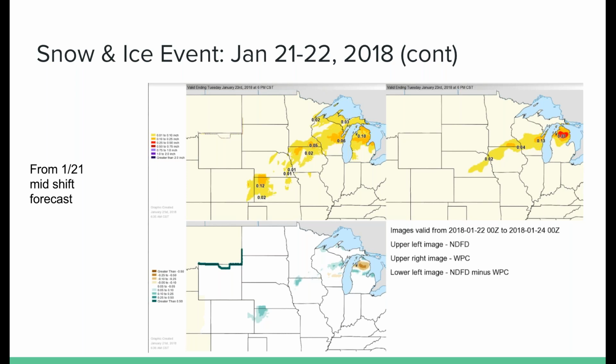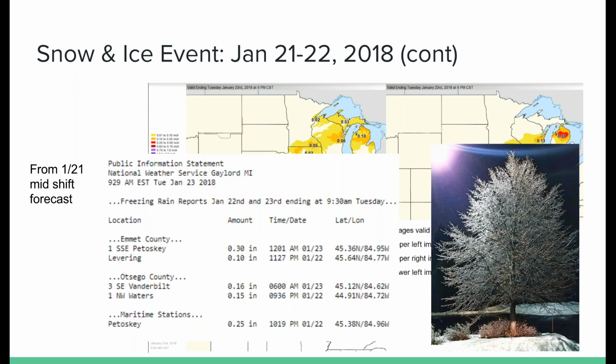I wanted to touch on the ice aspect of it because there was an ice issue with it, a combination of some warm nose and some dry slot taking place to help produce the ice. And I did pull out of the Gaylord office here some of the freezing rain reports, and a few pockets of some heavier icing noted near Petoskey, but otherwise a general winter weather advisory, and a nice image there of a tree in Gaylord, Michigan, all covered in ice from this event.